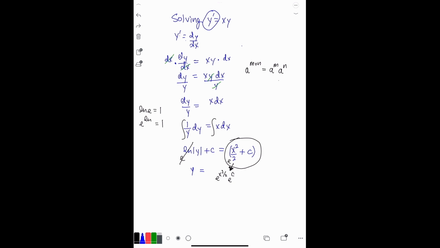Now some people write e to the c as k, and that is perfectly fine. So what we're going to do is stick to that. And now the final answer, you can move the k in the front, is y is equal to k e to the x squared over 2.